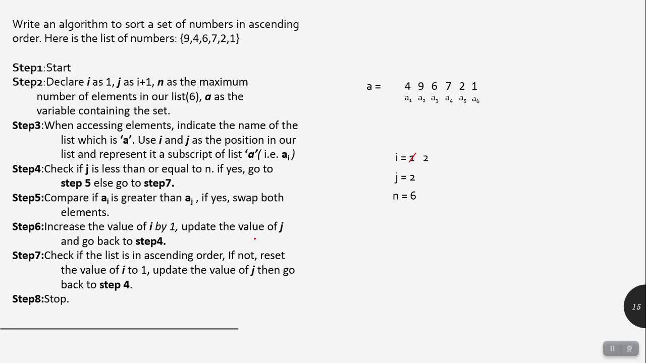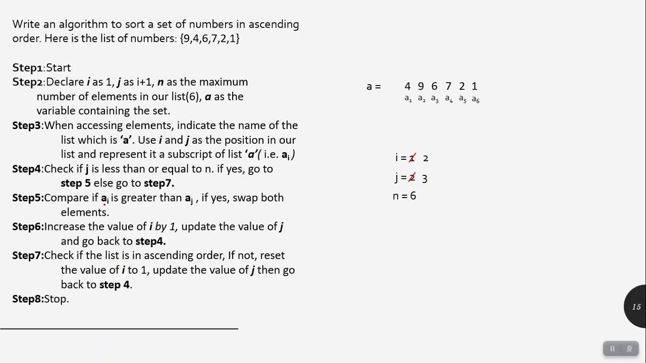And then update the value of j. Since i is 2, j is equal to i plus 1, so 2 plus 1 is 3. And then go back to step 4. We will check again if j is less than or equal to n. Since j is 3, that is less than 6, so we'll go to step 5 and then compare again.